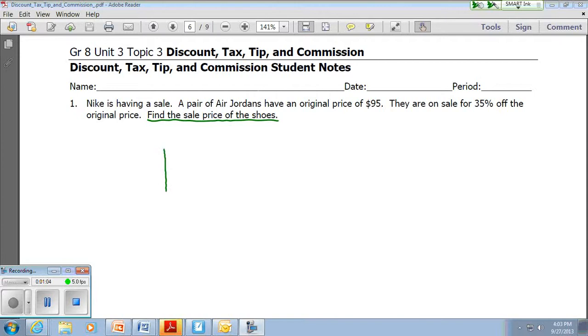All right, so first thing I'm going to do is make my percent bar. I'm going to start with the 0% and the 100%, just like we did with the percent problems. And I'm going to look back at the material here. I know that the original price, the whole, is $95. So the 95 goes right above the 100%. And I know that they're on sale for 35% off.